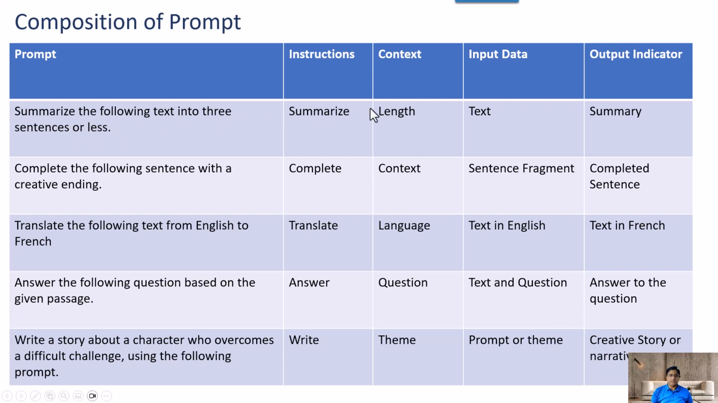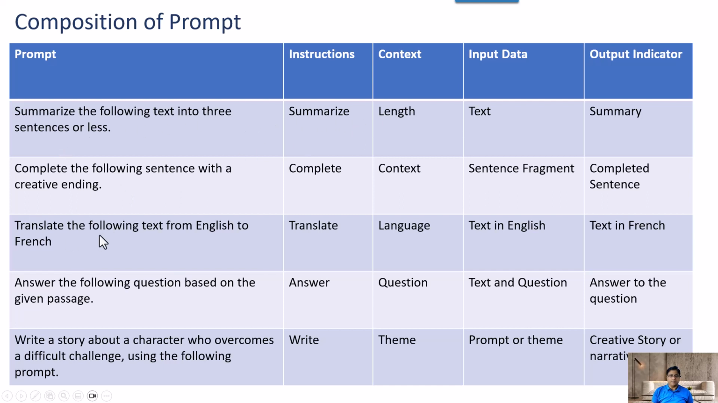So summarization is an instruction. Context is the length; in this example, the length is a context because you want to summarize it into 3 sentences, right? And then input data is text, because you are going to provide input data for this, and then it will process that. And then output indicator is actually you are providing a summary instead of a detailed output. So this is an output indicator. So this is how the whole prompt works.